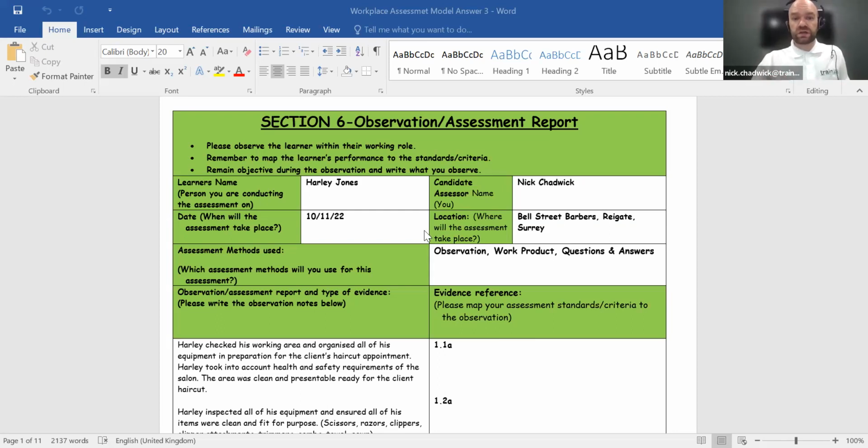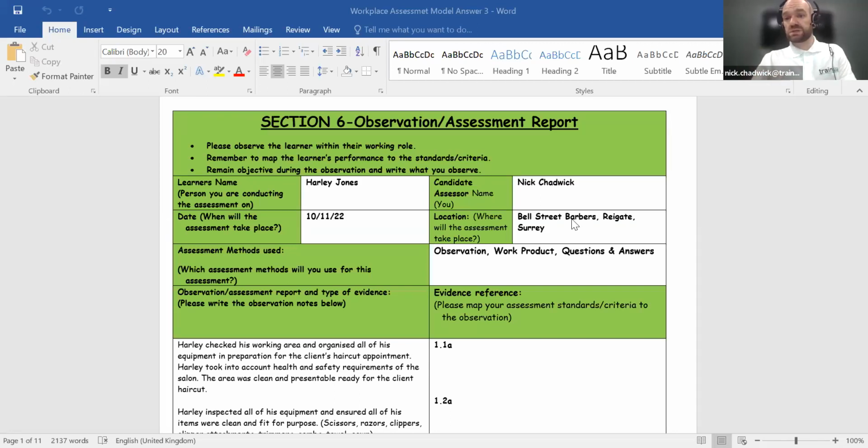So let's just have a look at the top of the observation report. We have obviously the learner's name, the candidate assessor name, that is me, who is going to be assessing Harley. We have the date, the location, so please do complete that. And the assessment methods, as we know, these are observation, a work product, and also Q&A as well, to be asked to the learner after the assessment has taken place.